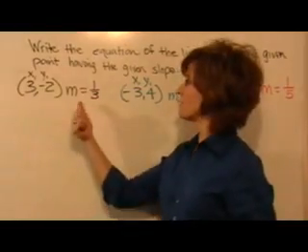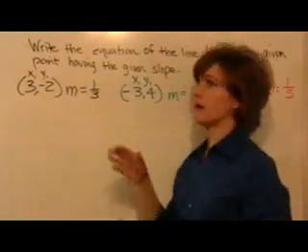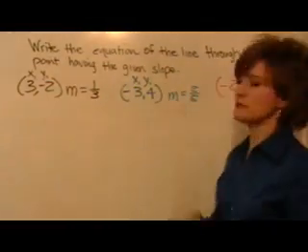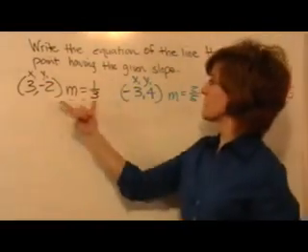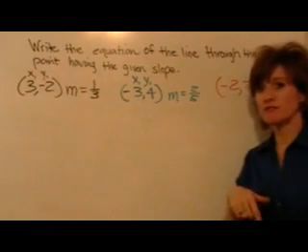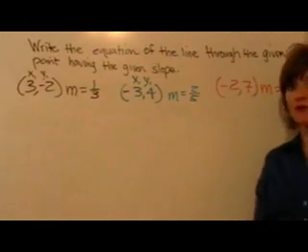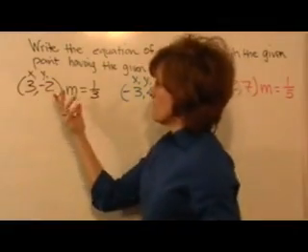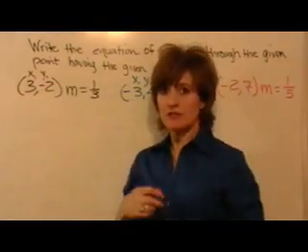I'm going to give you a couple of examples of writing an equation of a line through the given point, having the given slope. I'm going to do 2 examples, and then I'm going to ask you to pause the video and try one on your own. In order to write an equation of a line, we need 2 things.